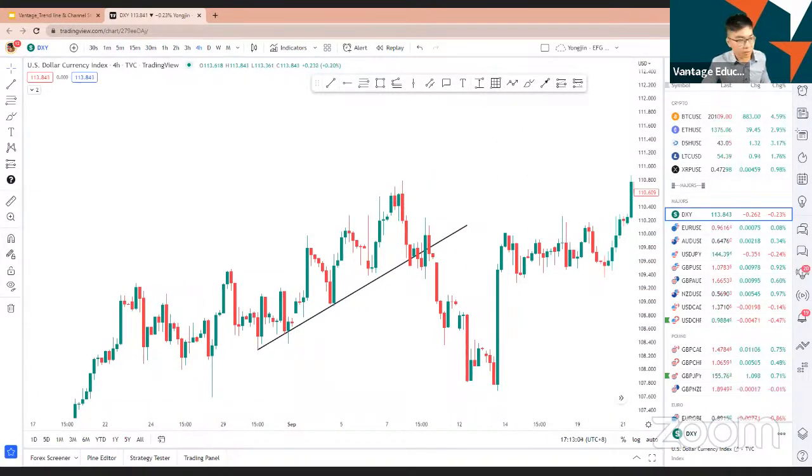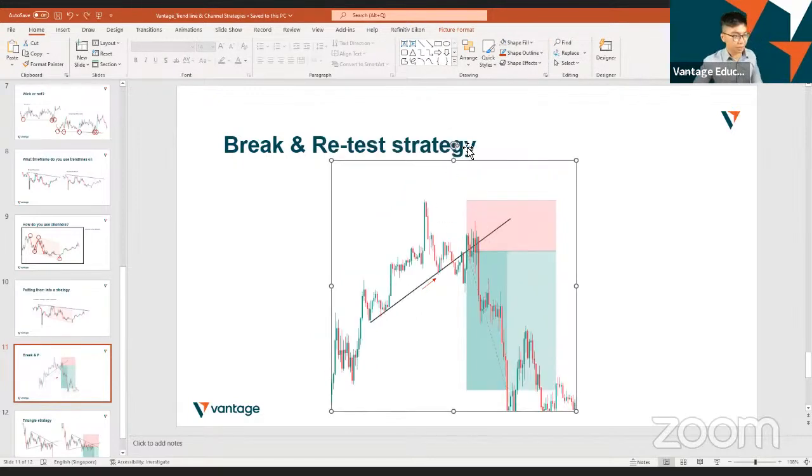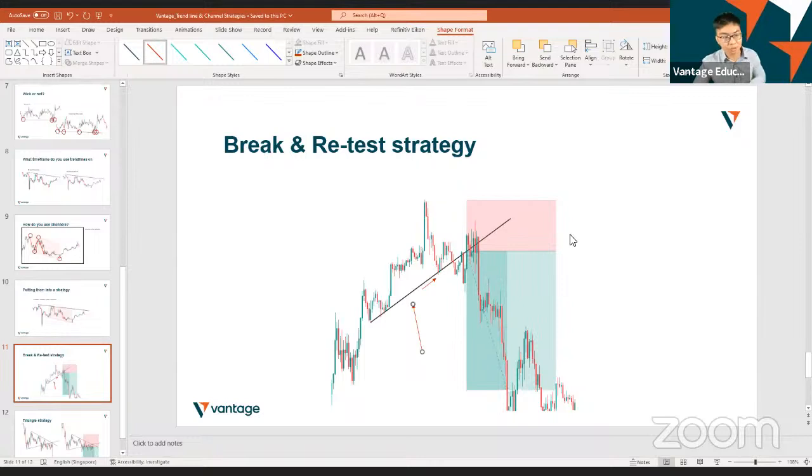Let me check my slides, what we are going on next. Okay, we will be going to the break and retest strategy. That's what we are on now. Share my screen. Okay, break and retest. So this, as you can see on the chart, is a classic ascending trend line.